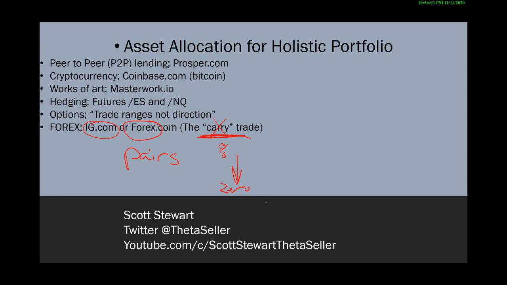Well, here's the carry trade idea. You have to trade in pairs. So you're trading one country's currency against another country's currency, right? Well, let's say, for example, that country one had interest rates that they were paying of 5% on their treasury equivalents, right? And country number two had interest rates at 1%. What you would do is you would go long.